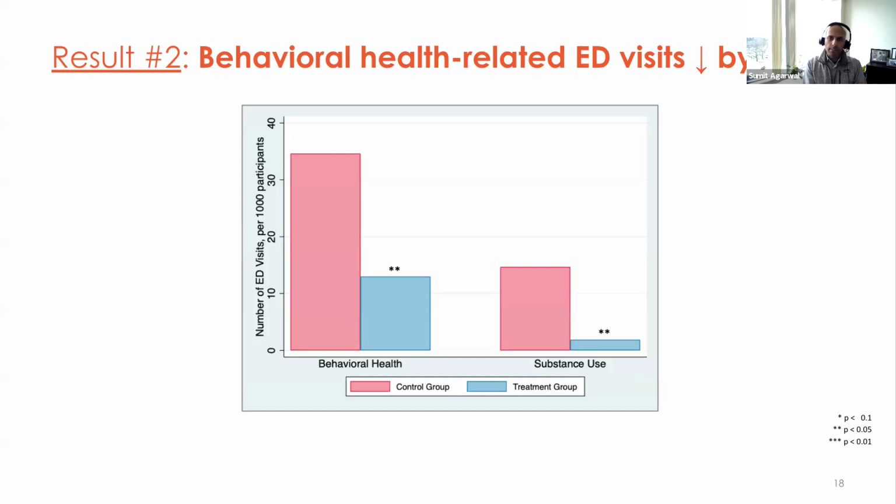Second, the cash benefit significantly decreased emergency department visits related to behavioral health by 62%, and it nearly eliminated emergency department visits related to substance use disorder.